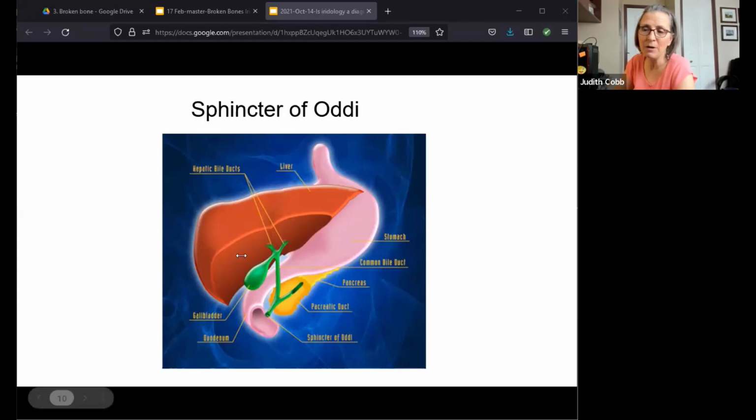Now let's talk about what that is. We've got the liver. The liver produces bile that it shunts down these little tubules into the gallbladder. When you eat something fatty, the gallbladder pushes the concentrated bile out through the common bile duct into the duodenum, which is where the fats get emulsified. The dietary fats don't get broken down in the stomach at all.